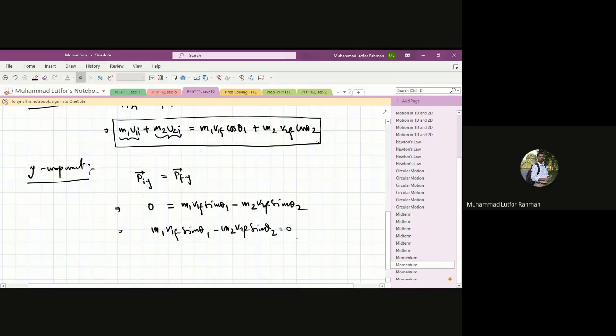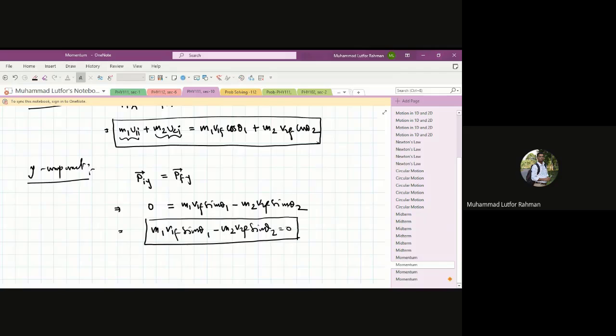So now you have two equations, and you can find the two unknown quantities, that is, the velocities after the impact. You can find V1F and V2F from these two equations, right? So that's how we can deal with momentum in the two-dimensional case.